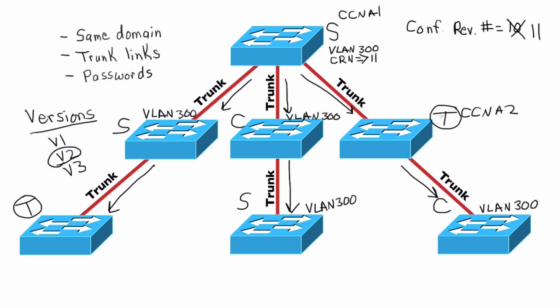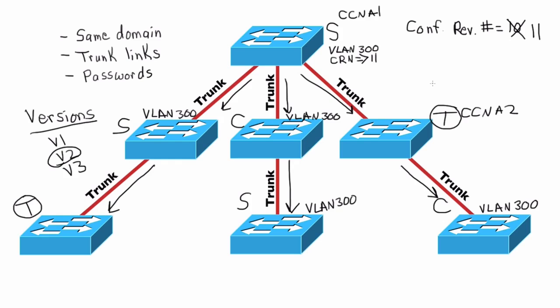even though this is a transparent mode switch, it would not transparently forward that VTP advertisement out to the bottom switch because the domains didn't match. That's probably not a good thing. We probably want a transparent mode switch to always forward VTP advertisements. VTP version 2 will do that for us.